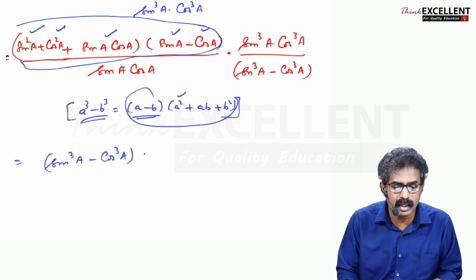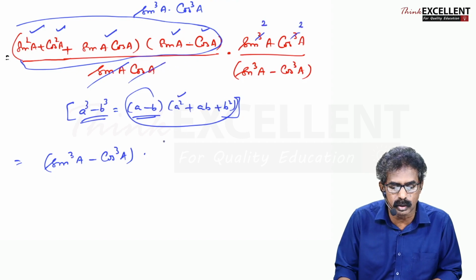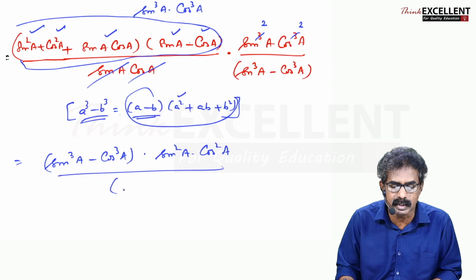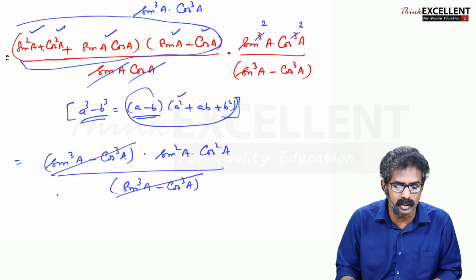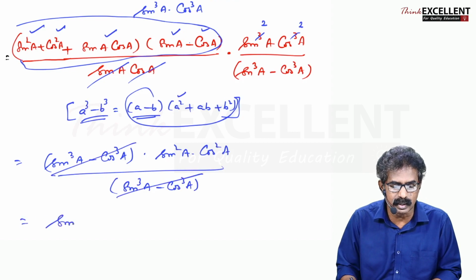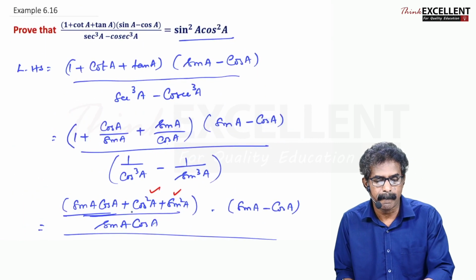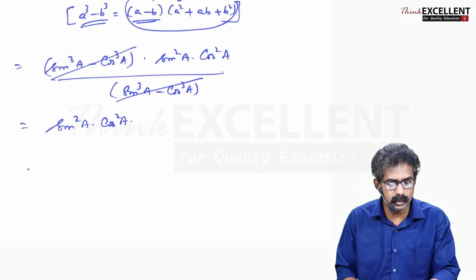Now then here you can cancel. One sin A you cancel, so cube becomes 2. Cos A cancel, this cube becomes 2. So you are getting sin square A into cos square A. Now denominator, nothing left out except sin cube A minus cos cube A. Now the calculation, everything is very easy, right? Cancel these two, you got the answer. Your answer is sin square A into cos square A, right? So that is RHS.